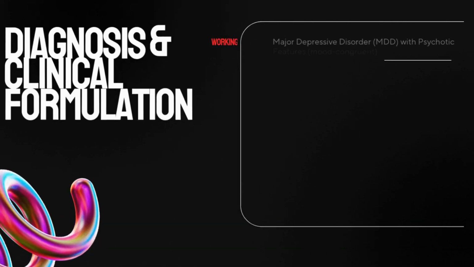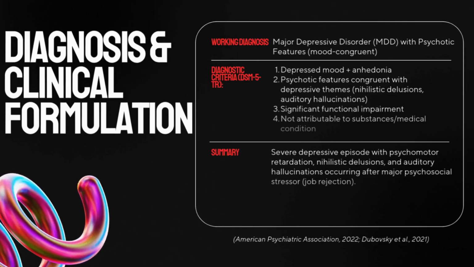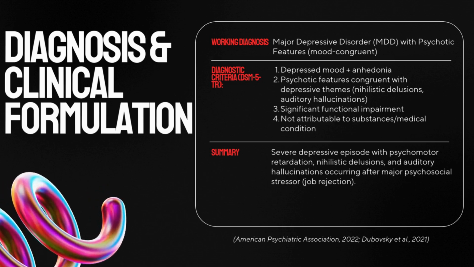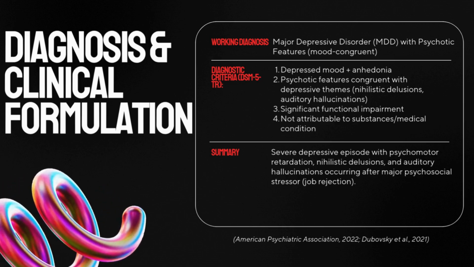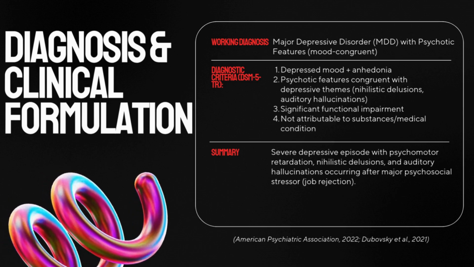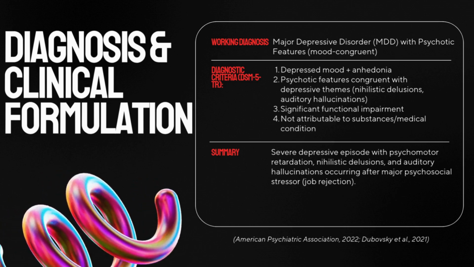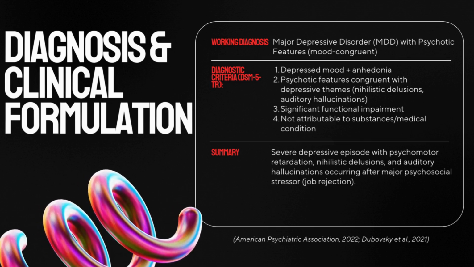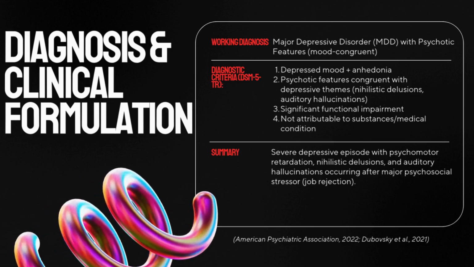So the working diagnosis is major depressive disorder with psychotic features, mood congruent. Diagnostic criteria, DSM-5-TR. Number one is depressed mood plus anhedonia. Second, psychotic features congruent with depressive themes. He had nihilistic delusions and auditory hallucinations.